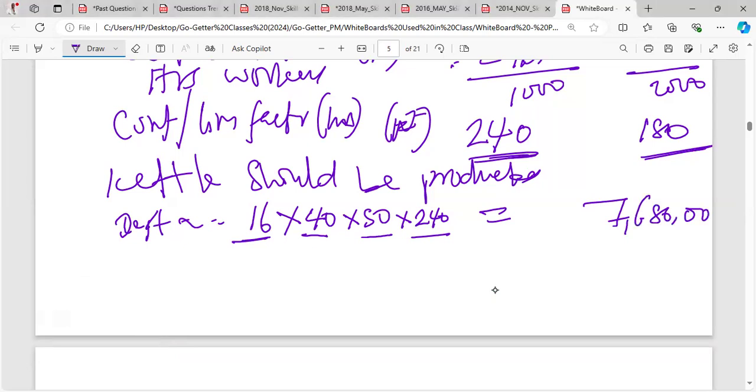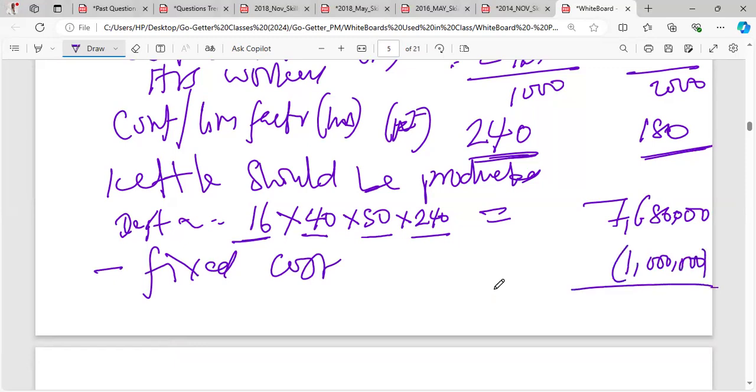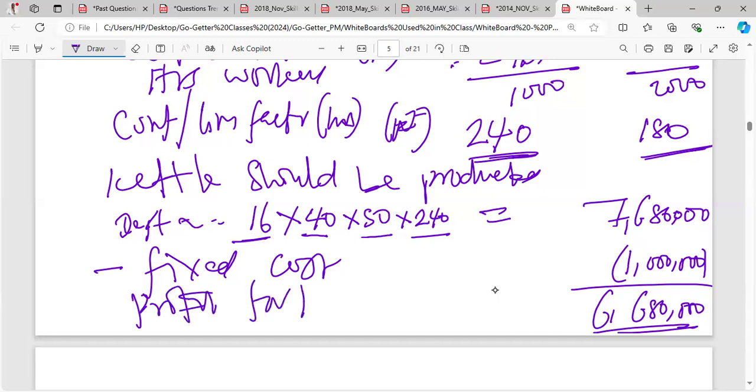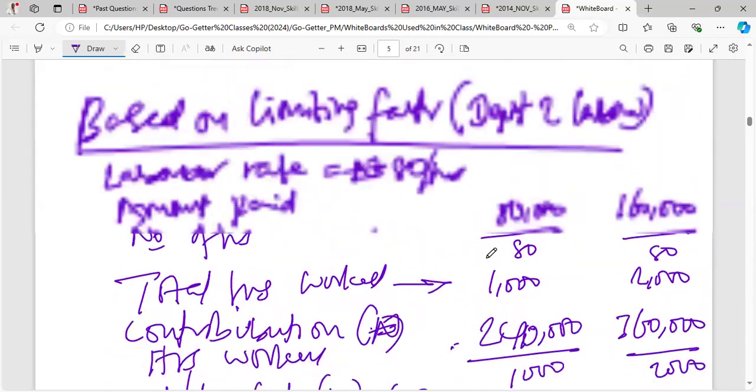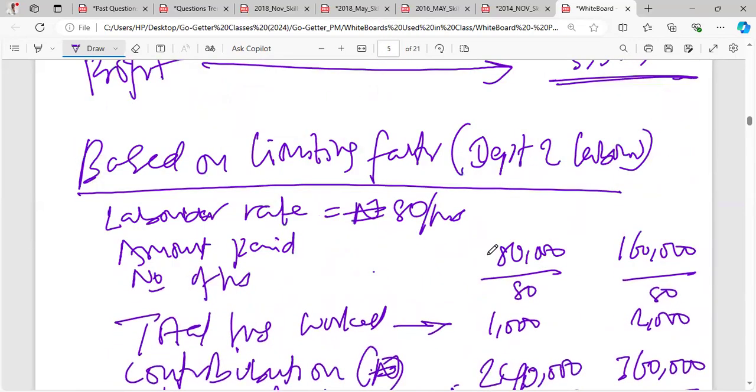7,680,000. So that's your contribution. Then by the time you less your fixed costs of 1 million, you would have gotten 6,680,000. So this is your profit for kettle. So you see here, the method we use here, we are using total contribution.